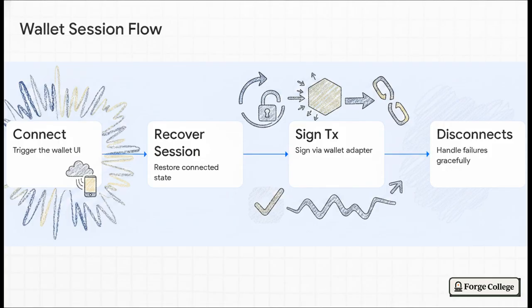So we follow a strict, explicit wallet session flow. Step 1, connect by triggering the wallet UI. Step 2, recover session. If they refresh the page, use AutoConnect so they aren't forced to reauthorize constantly. Step 3, and this is the big one, sign transaction. We always use the wallet adapter's signed transaction method. Hear me on this. We never, ever touch raw private keys in the front end. Once signed, we serialize the transaction client side and then pass it to our backend adapter for idempotent submission. And finally, step 4. Handle disconnects gracefully.